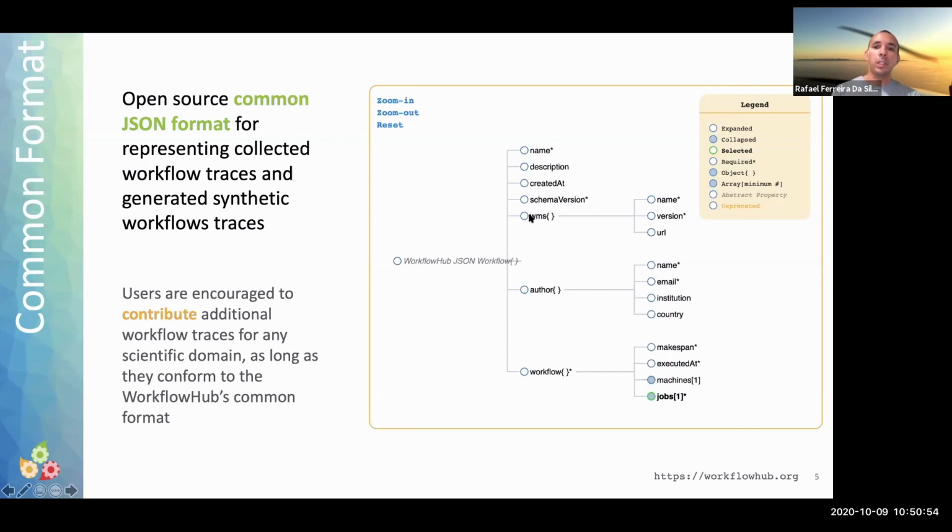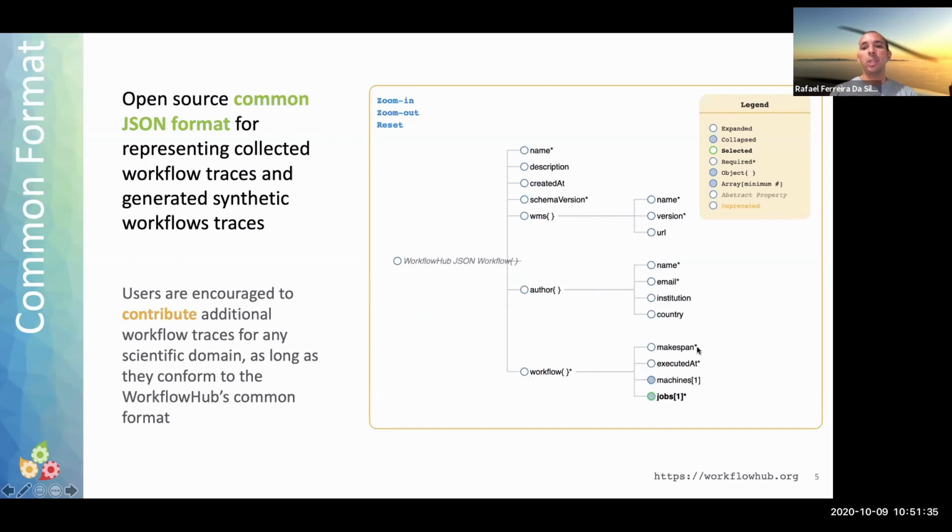We collect information about the workflow system that it runs on, so the name of the system, the version of the system, and the URL, so where someone can find your workflow system and reuse it. We also collect information about the authors, so who generated this, so we can give credit to the person who developed the workflow and ran the workflow. And the workflow itself, that is the main part used by the WorkflowHub to enable new research.